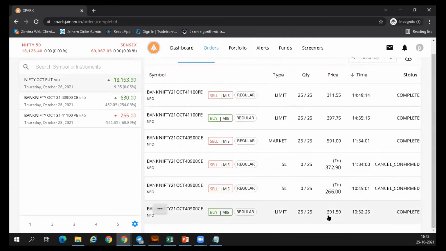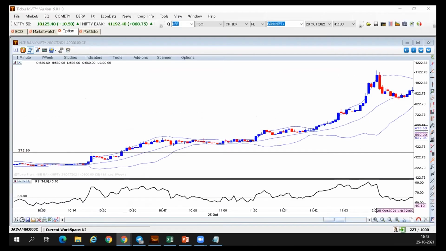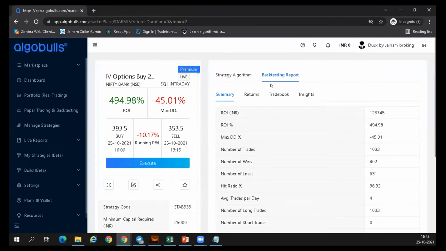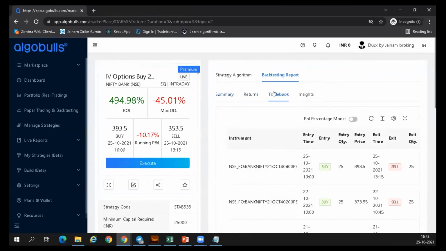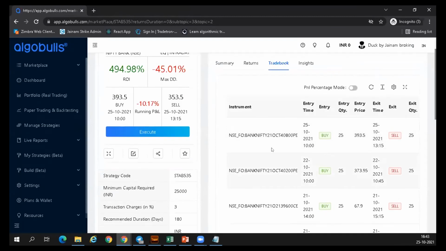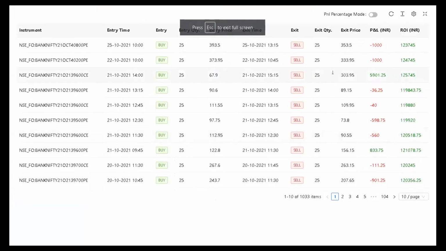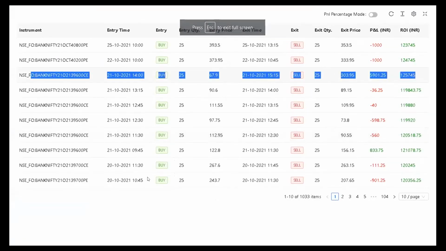Then as soon as 1:1 was reached, I revised my stop loss. Then here I cancelled my stop loss and at 591 I booked my profit. So this is the live trade. Here again you can see on AlgoBulls, today's trade. This is what I can show you. Profit booked.